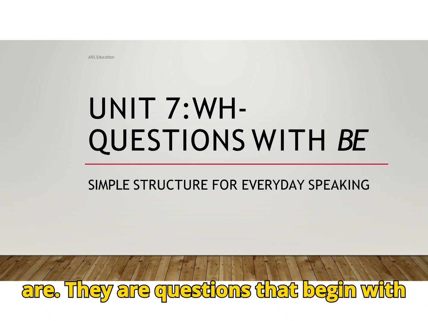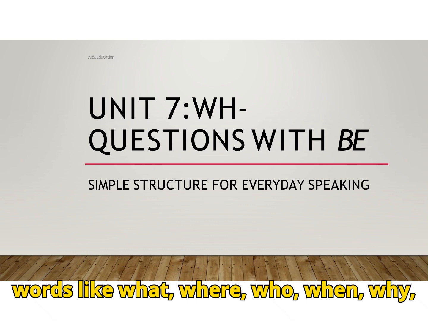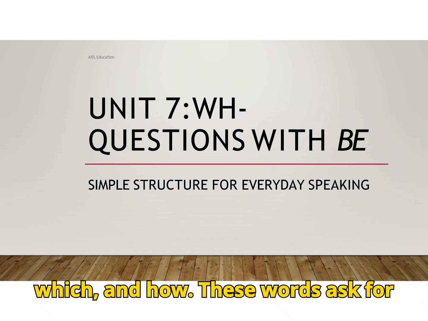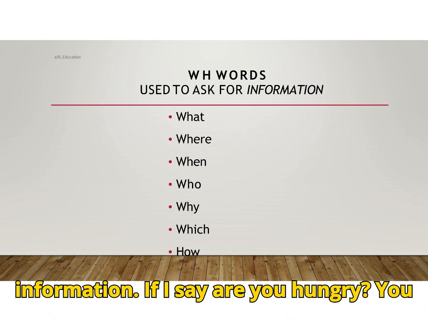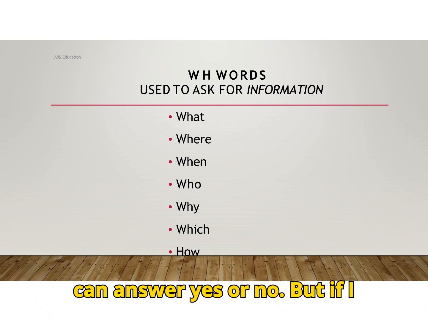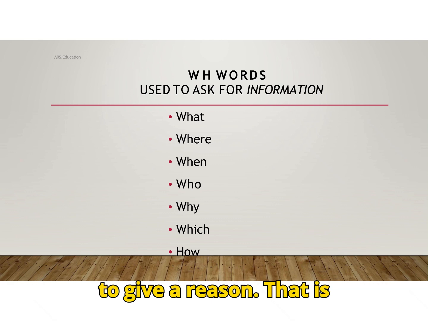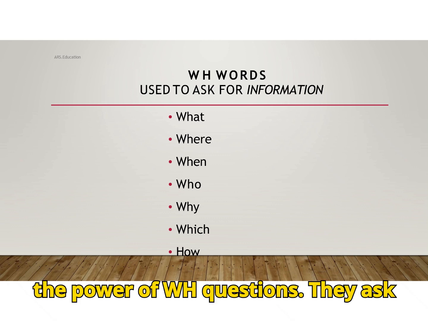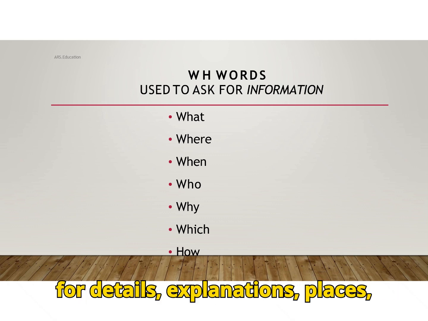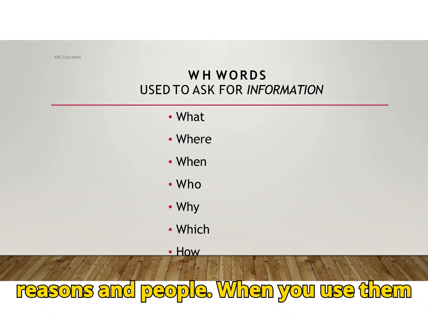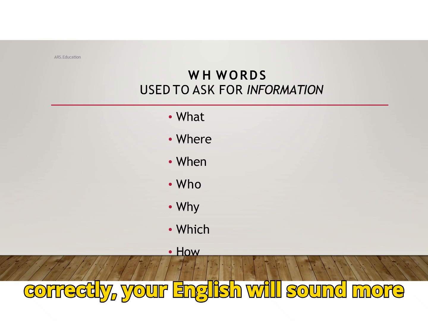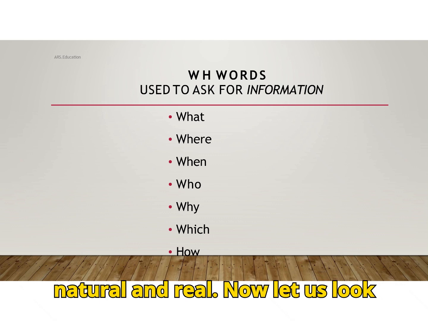First, let us be clear about what WH questions are. They are questions that begin with words like what, where, who, when, why, which, and how. These words ask for information. If I say, "Are you hungry?" you can answer yes or no. But if I say, "Why are you hungry?" now you need to give a reason. That is the power of WH questions. They ask for details, explanations, places, reasons, and people. When you use them correctly, your English will sound more natural and real.